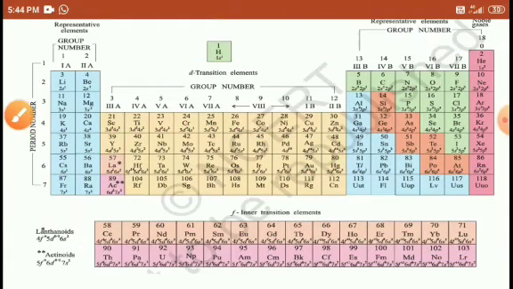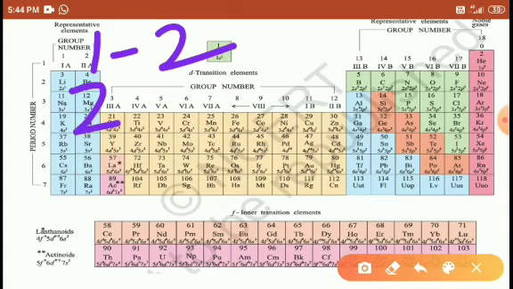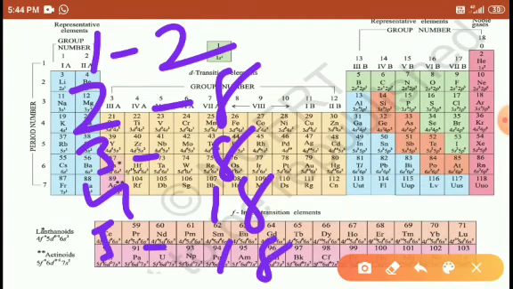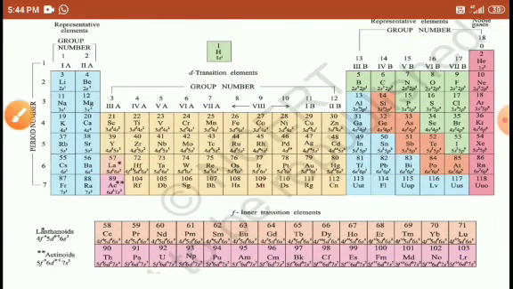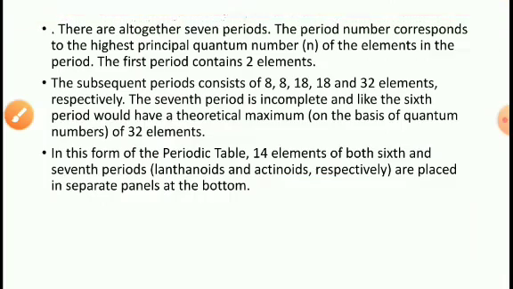So he explained that the first period contains 2 elements, the second period 8 elements, the third period 8 elements, the fourth period 18 elements, the fifth period 18 elements. But the sixth period contains 32 elements, and the seventh also contains 32 elements. So some undiscovered elements are present here. He kept an empty space here for the undiscovered elements, right, students?